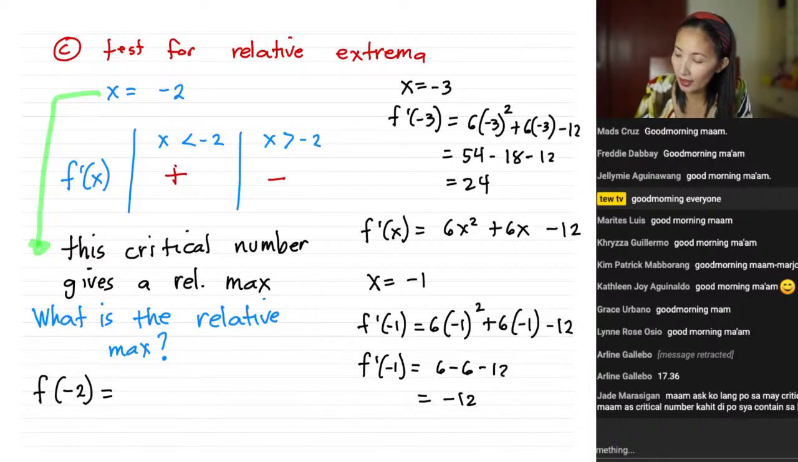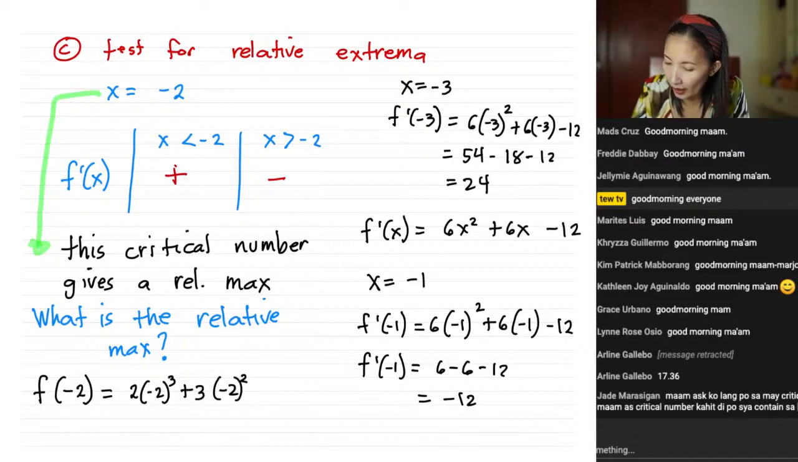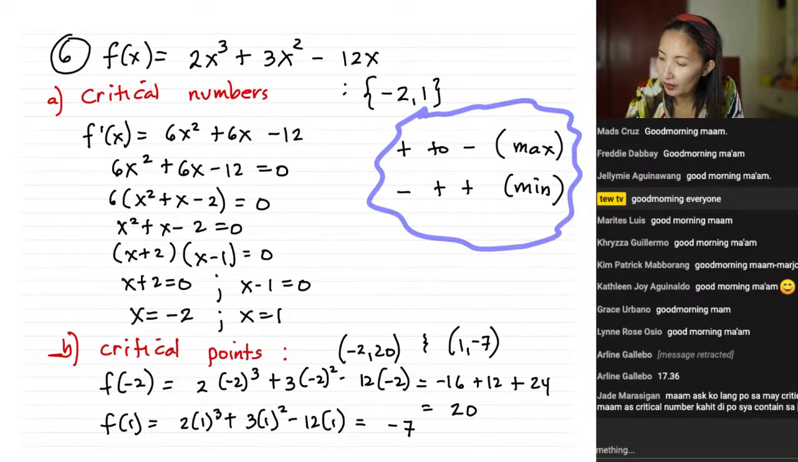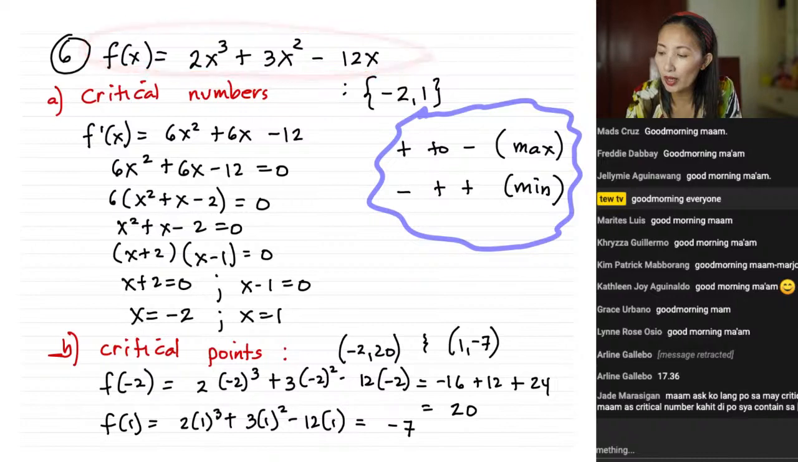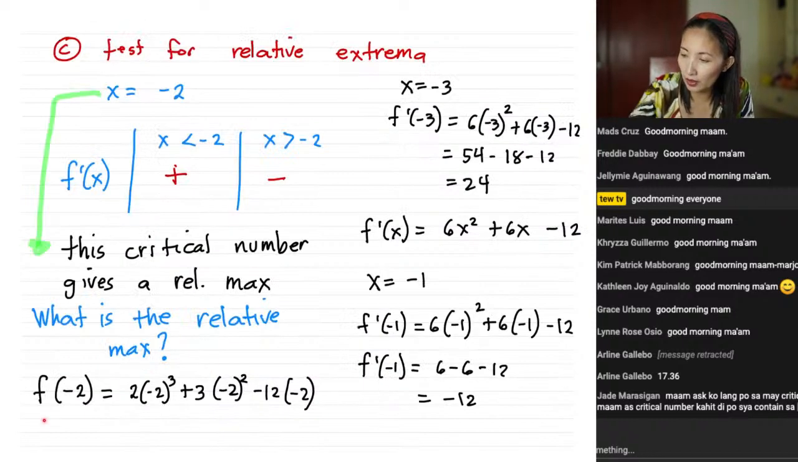So to get the relative max, you evaluate the function at x equal to negative 2. So 2 times negative 2 to the third power plus 3 times negative 2 squared minus 12 times negative 2. The original function is this. So f of negative 2, let's continue.